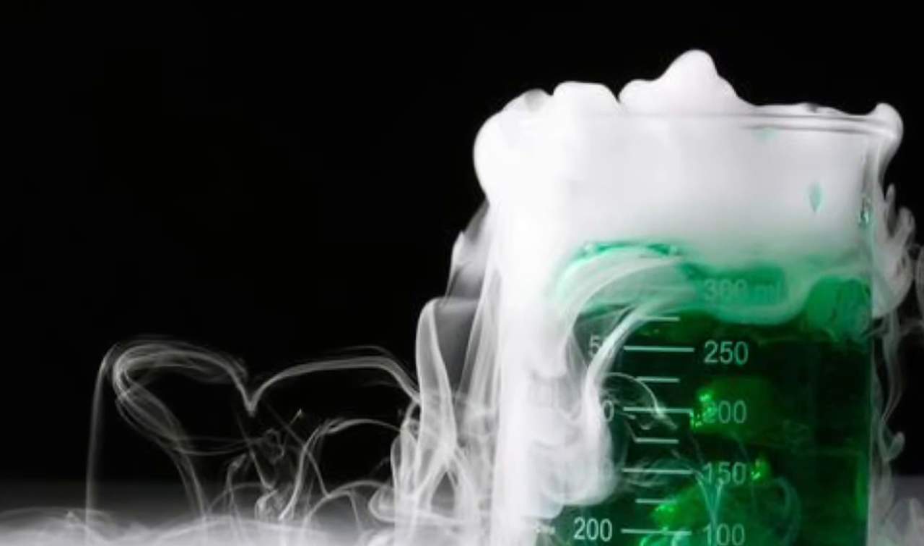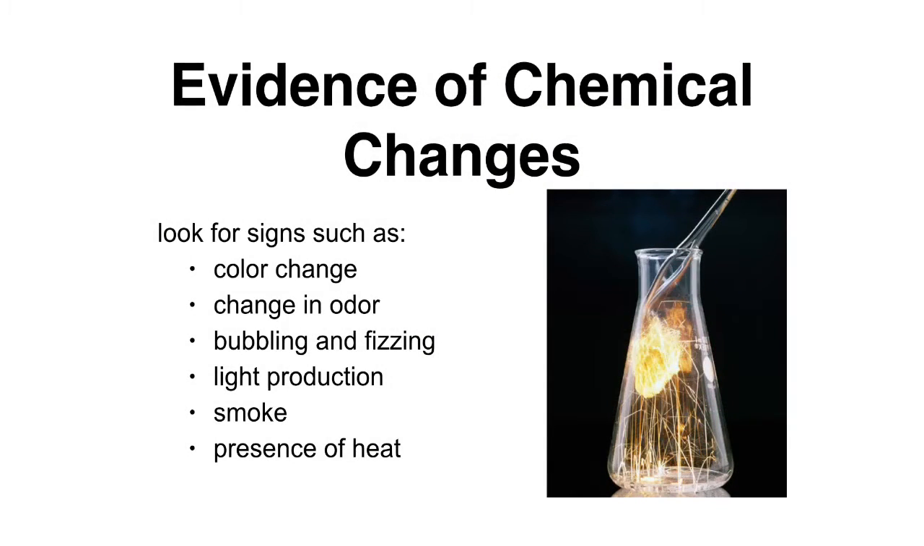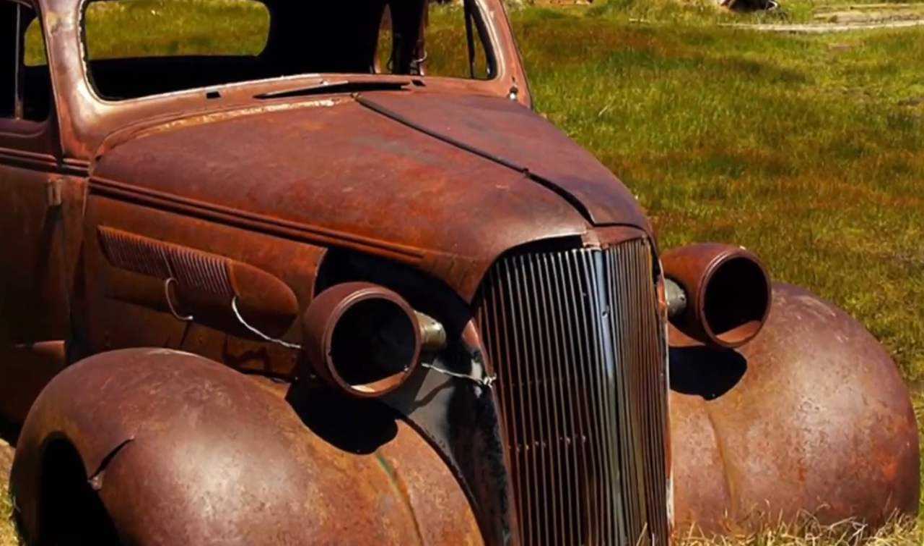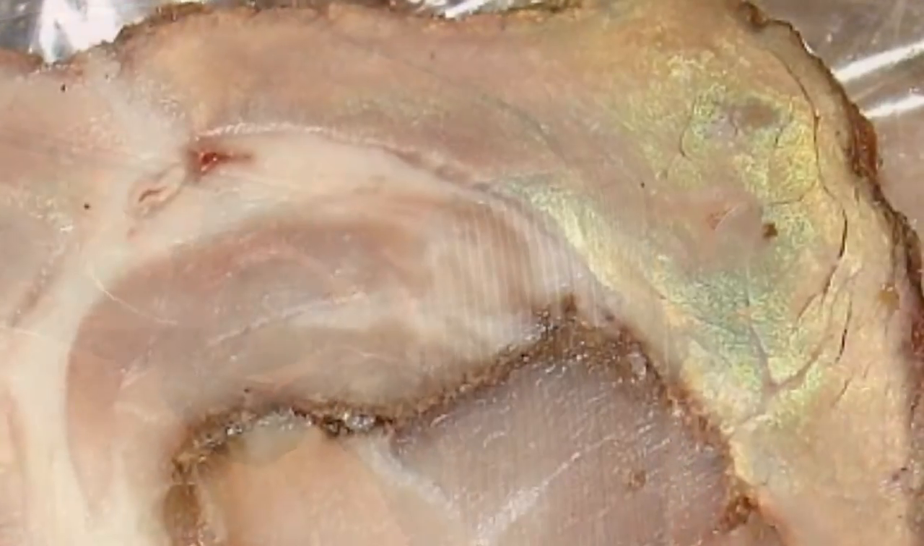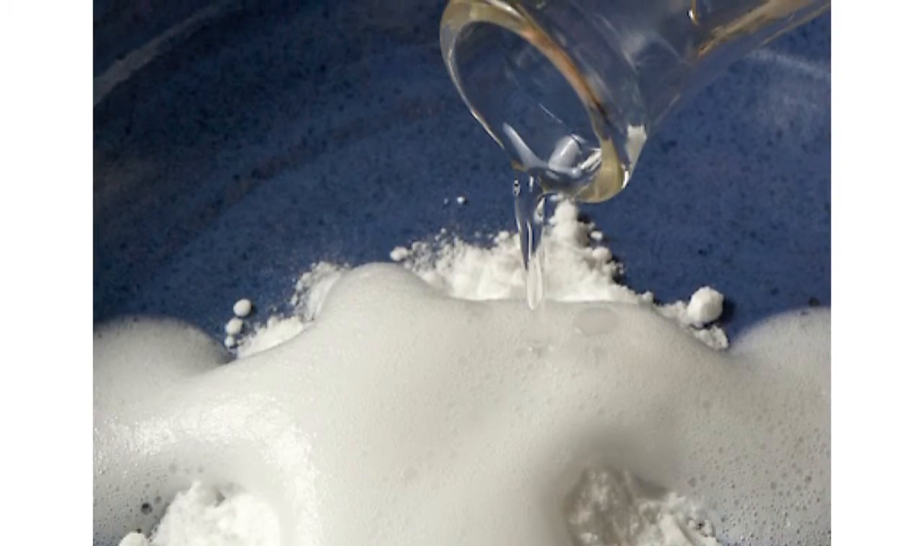Here you can observe a change taking place, but how would you know if this is a chemical change? Quick review, remember a color change, a change in odor, bubbling and fizzing, light production, smoke, or the presence of heat. These would all be indications that we've had a chemical change. Essentially, a chemical reaction is the same thing as a chemical change, so that's what we're going to use now, chemical reaction. Whether it's some kind of explosion taking place, an old metal car rusting, some ham in the refrigerator turning green, a thermite reaction taking place, or even mixing vinegar and baking soda together, all these chemical changes we're going to refer to as chemical reactions.